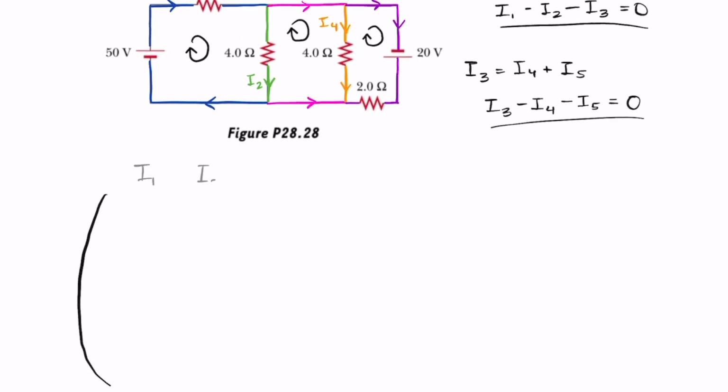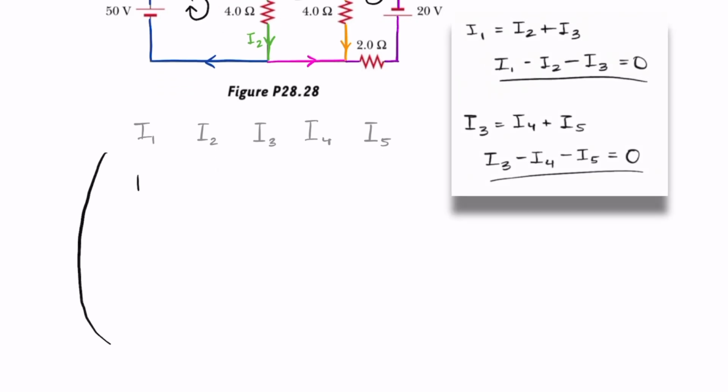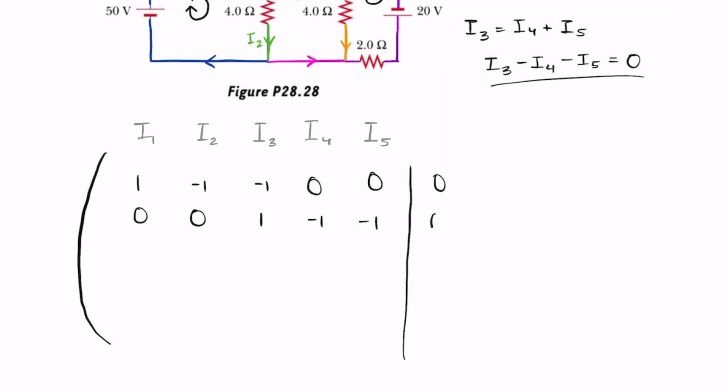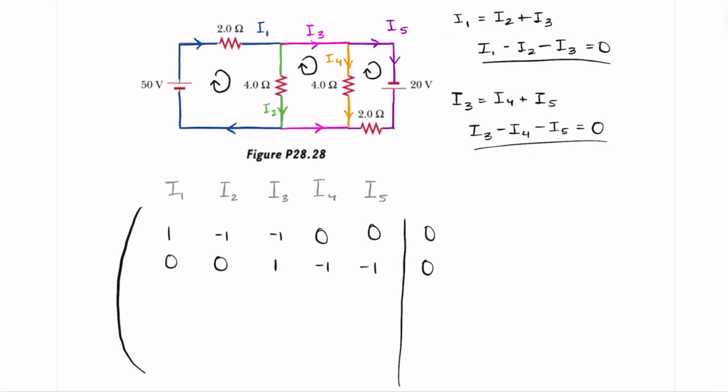So let's write that down. Let's label these as 1, 2, 3, 4, 5 so it's easier to understand. And we'll write down the coefficients. So that will be 1, -1, -1, and 0, 0, because these two are not in this equation. And for the second one, 0, 0, 1, -1, and -1. Now, since both of these equal 0, we'll write 0 on the right side of the matrix.